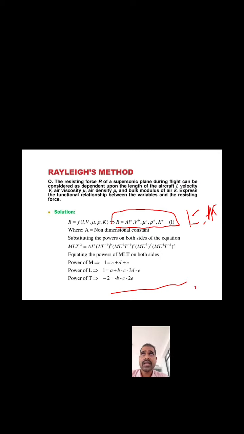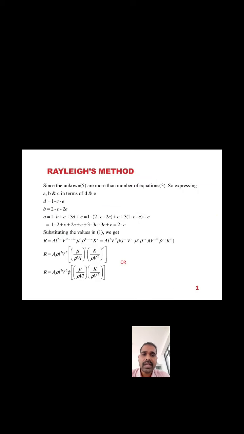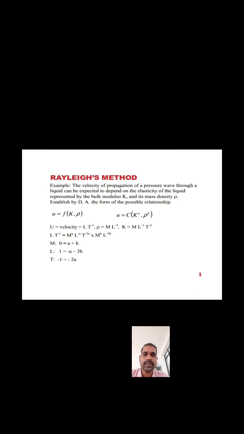So here we have 5 independent variables, so we can put power of t. Then you have to use a mathematical principle because there are 3 equations and 5 unknowns. You need to find the values of a, b, c, d, e, then substitute here, reduce the equation, and you will get the final solution, right? So let us see another problem.